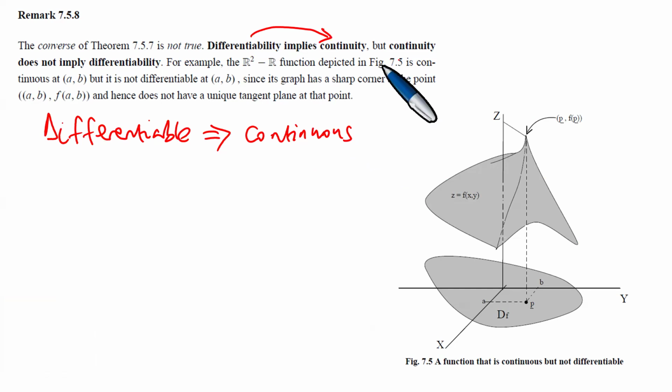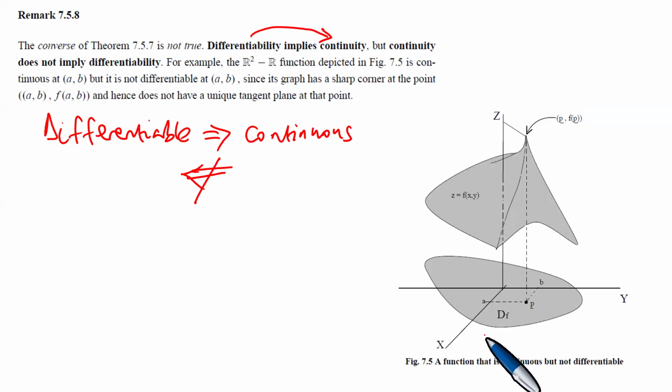It is continuous. But continuity does not imply differentiability. A function that is differentiable is continuous, but the reverse is false. In other words, a function that is continuous is not necessarily differentiable. For example, the R2 to R function depicted in figure 7.5, this one here, is continuous at (a, b), right?